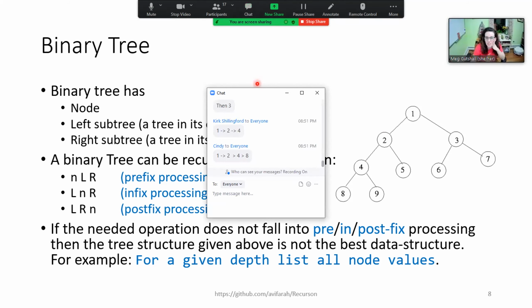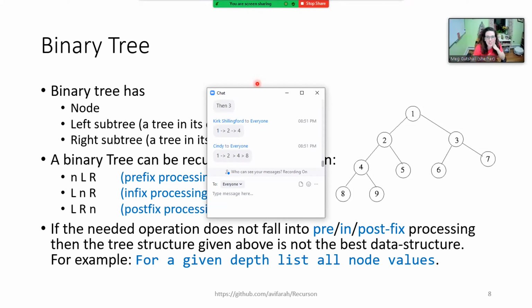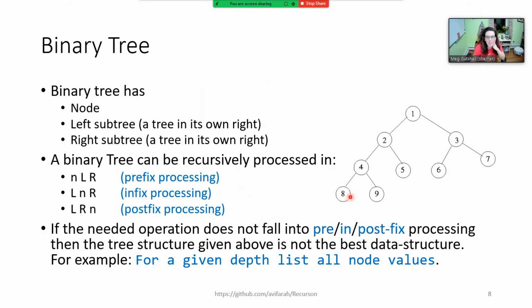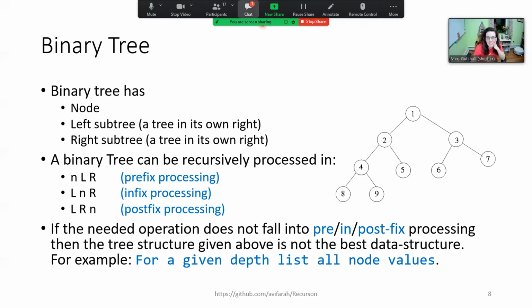Cindy says 8. Karen and Cindy are both going down the left side of the tree, and so is Kirk. Cindy just jumped ahead of all of us and went down the whole left side. Okay. Now we did 8. What will be the next number? We did the left subtree of 4.